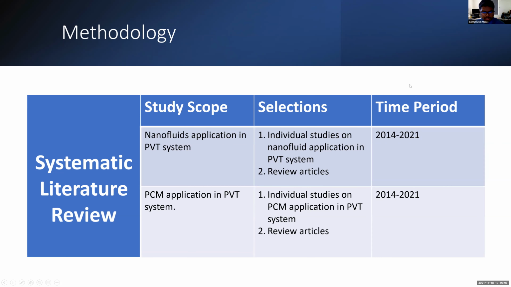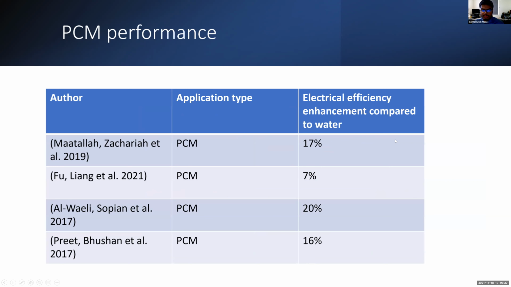So the methodology used in this study is a systematic literature review process. The scope of this study is defined to nanofluids application and phase change materials, and the articles selected in this study are articles related to the application of phase change materials and review articles, and the time period in which the systematic review is performed is from 2014 to 2021.